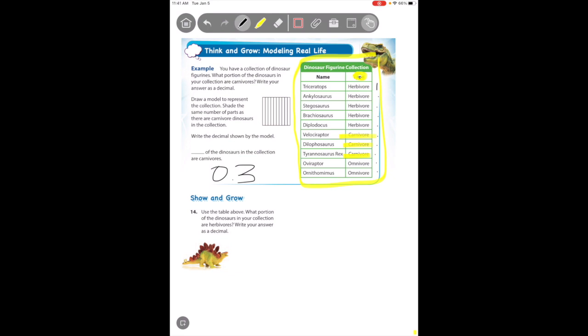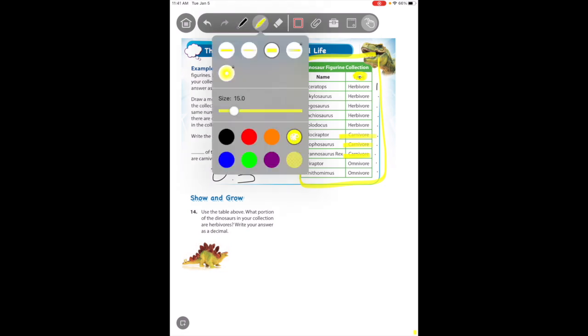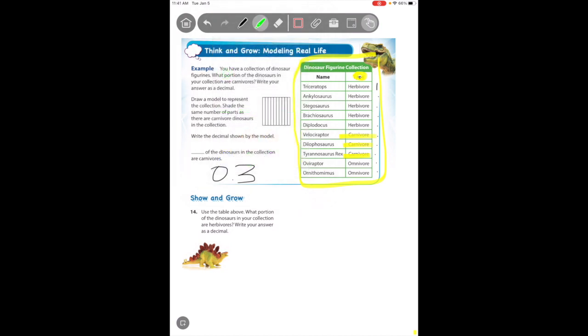Now look at that bottom one that says 14. Use the table above. What portion of the dinosaurs in your collection are herbivores? Write your answer as a decimal. So I'm going to change my highlighter color, and we're looking for herbivores. We're looking under type 1, 2, 3, 4, 5. So we have 5 tenths. Now it's time for you to do an activity to show that you understand how to do decimals, fractions, and mixed numbers using tenths.